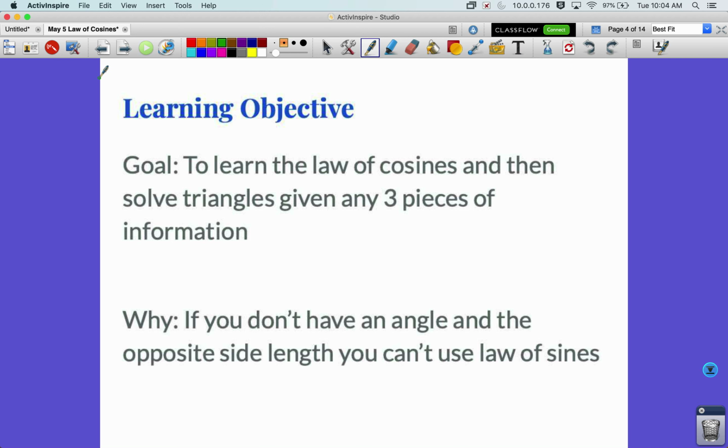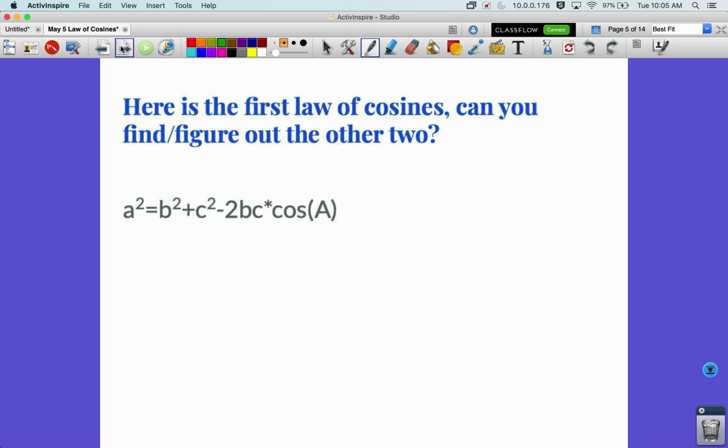Goal today is to learn the law of cosines and then solve triangles given any three pieces of information. Why are we doing this? If you don't have an angle and the opposite side length, you can use law of cosines. If you did have an angle and the opposite side length, then you can use law of sines. If you don't, you use law of cosines. It'll make more sense in a second.